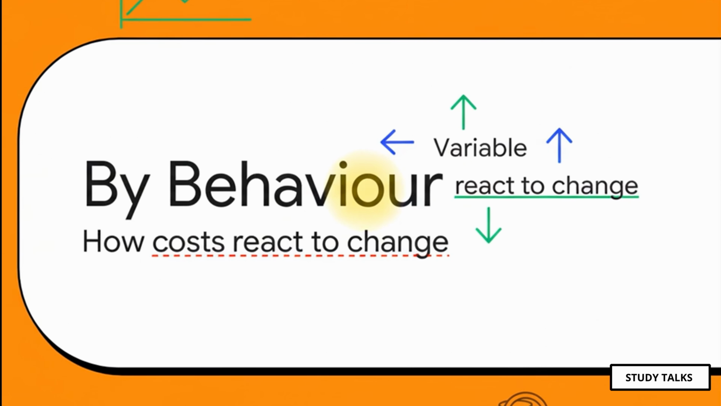All right, let's switch gears. We're moving on to our next big classification method. Now we're going to look at costs based on their behavior.